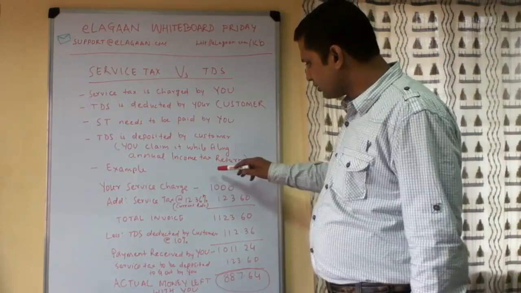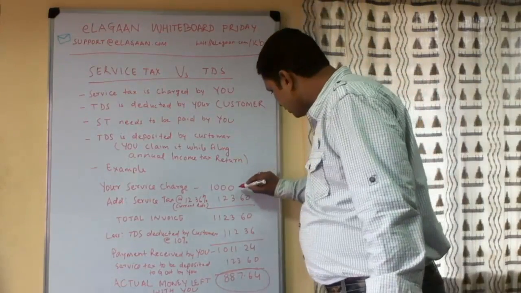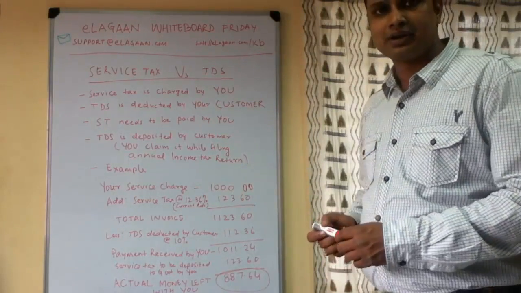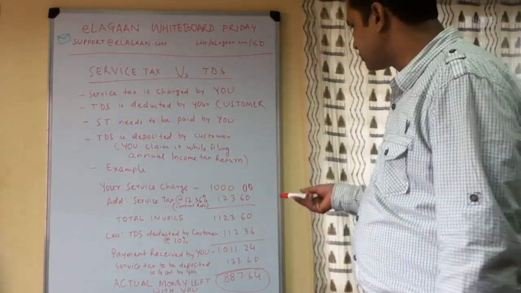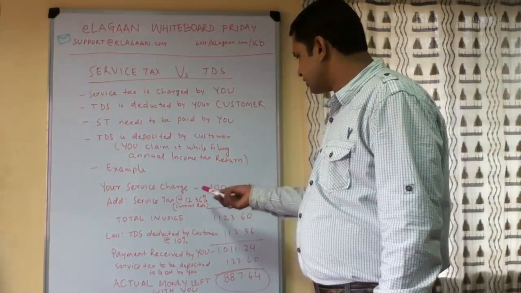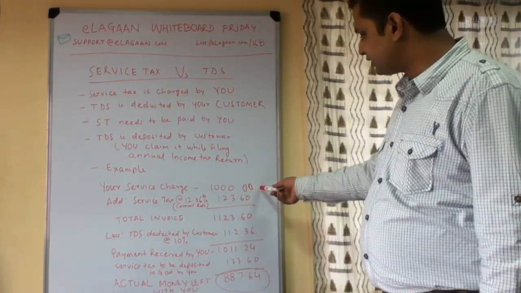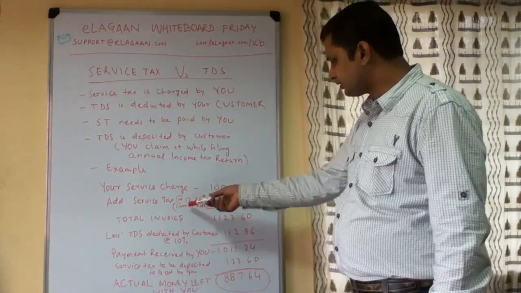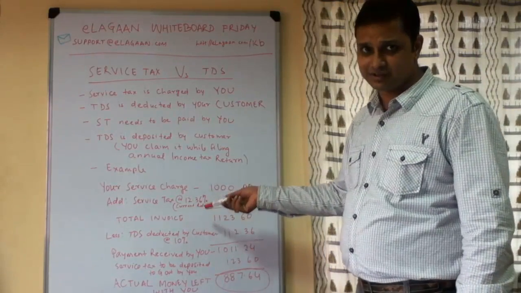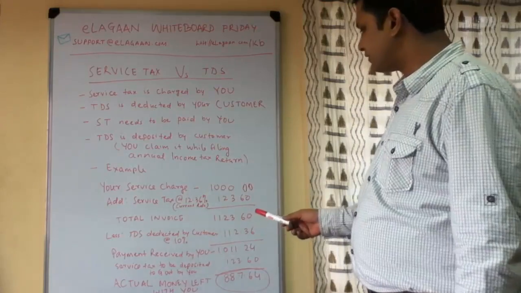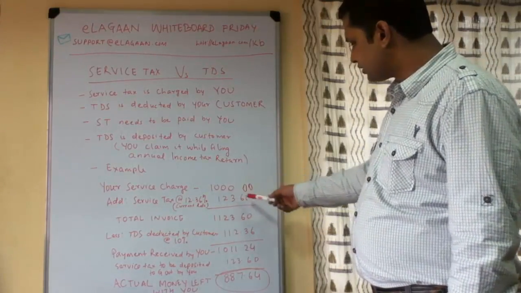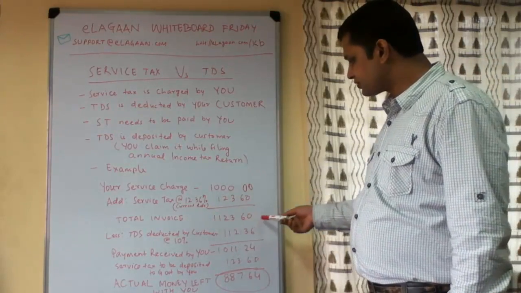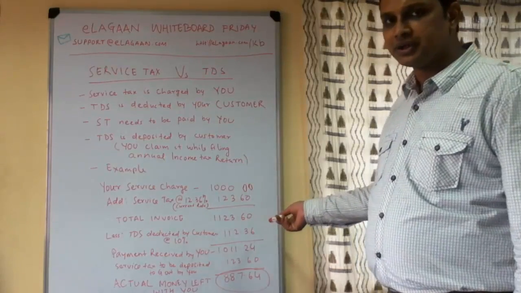So we'll take a small look at an example here. Suppose you delivered a service worth ₹1,000 to your customer, so you raise the invoice like this. ₹1,000 is your service charge. Then you add service tax at the rate of 12.36%, which is the current rate. This rate could keep changing, so please refer to the applicable rate. It works out to ₹123.60. So the total invoice that you have raised to the customer is for ₹1,123.